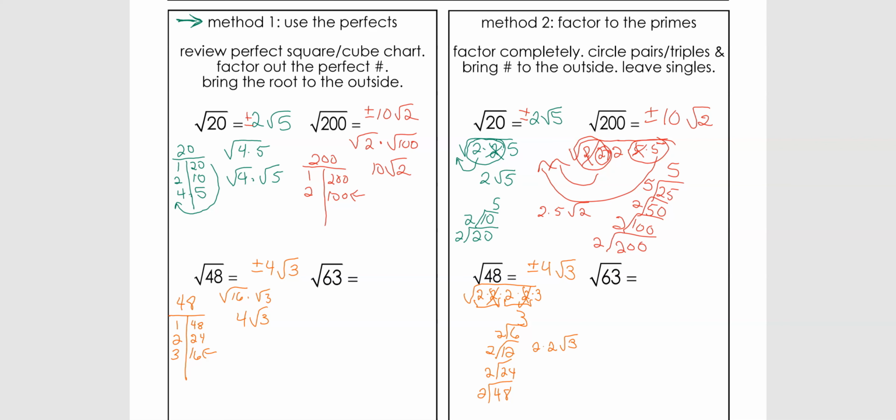All right, square root of 63. 63 is 1 and 63. It's not divisible by 2. 3 and 21. Not divisible by 4 or 5. So 6, 7, and 9. And 9 is our perfect square. So it's going to be square root of 9 times square root of 7. Square root of 9 is 3. And square root of 7, right? So plus or minus 3 square root of 7. Again, we can do a prime factorization.